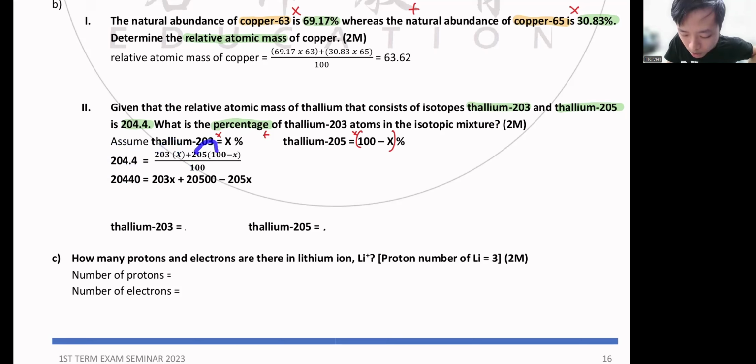Then 205 you can open bracket, 205 times 100 also times negative x. Then you just do the math. Do you get this side? The answer won't be a math error. The answer is 30%. So the thallium 203 is how many percent? 30%. Then the 205 should be 70%.